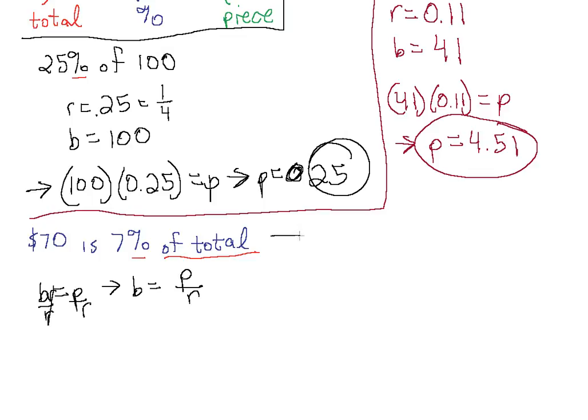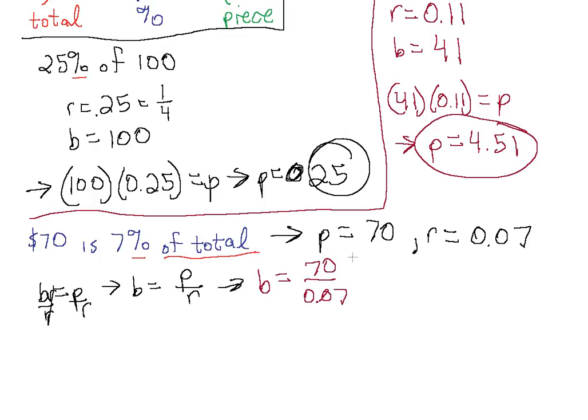So here, our part is $70, and our rate, well, that's just the percent. We have 0.07. So now we simply plug it into the equation that we solved for our base. Our base is going to equal the part divided by the rate, 0.07. Okay? Keywords are always helpful if we can identify them. Total is just another term for the base, so that's actually our unknown that we want to solve for. And our base is going to equal 1,000.